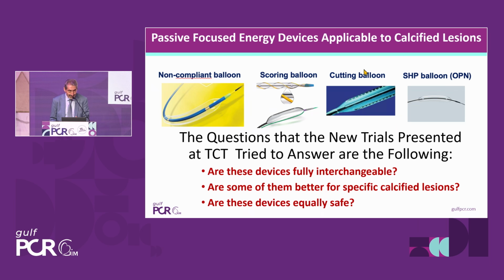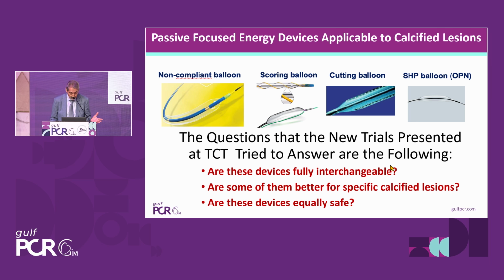I think it's logical to compare them with devices that may be applicable to calcified lesions, focusing the energy of the balloon dilatation to a specific point and cutting through calcium, or using extremely high pressure, 35, 40 atmospheres like the OPM balloon, to expand calcified lesions. And what the trials I'm going to present in a second have addressed are, I believe, very important questions.